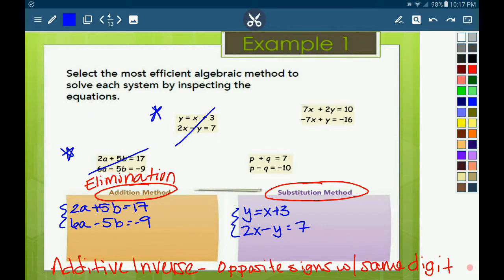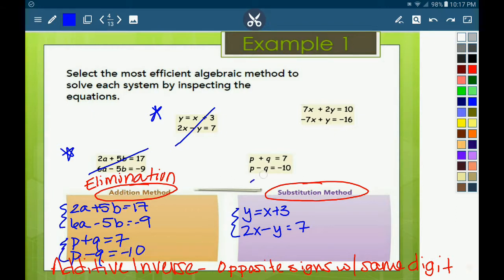So now let's look at the last two systems here. I again am seeing an additive inverse, positive q and negative q. If you added those two together, it would become 0. So that's going to go in the addition method category. We've got p plus q is equal to 7, and p minus q is equal to negative 10.